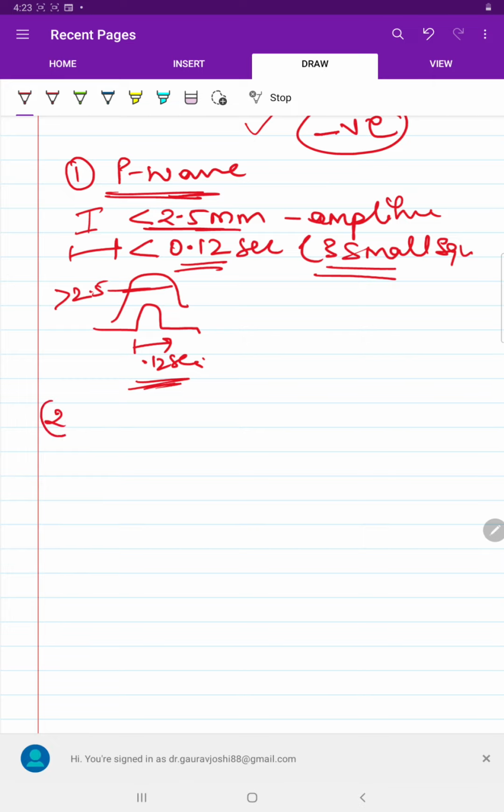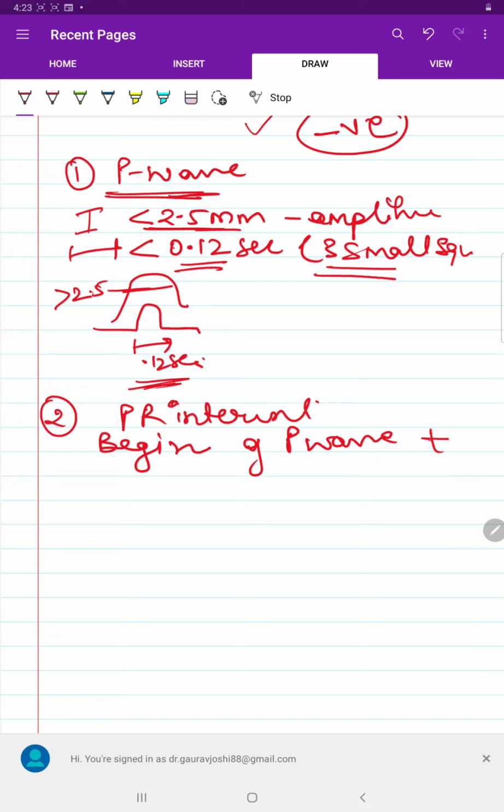Now coming to another point, PR interval. What is PR interval? Please note it down: it is from the beginning of the P wave to the QRS complex. What I'm discussing is the normal values. If we know these basic things, then we can exactly say whether this is a normal or abnormal ECG tracing. If you find the P wave size is less than 2.5 mm, or horizontally less than 3 small squares, it's good and fine.